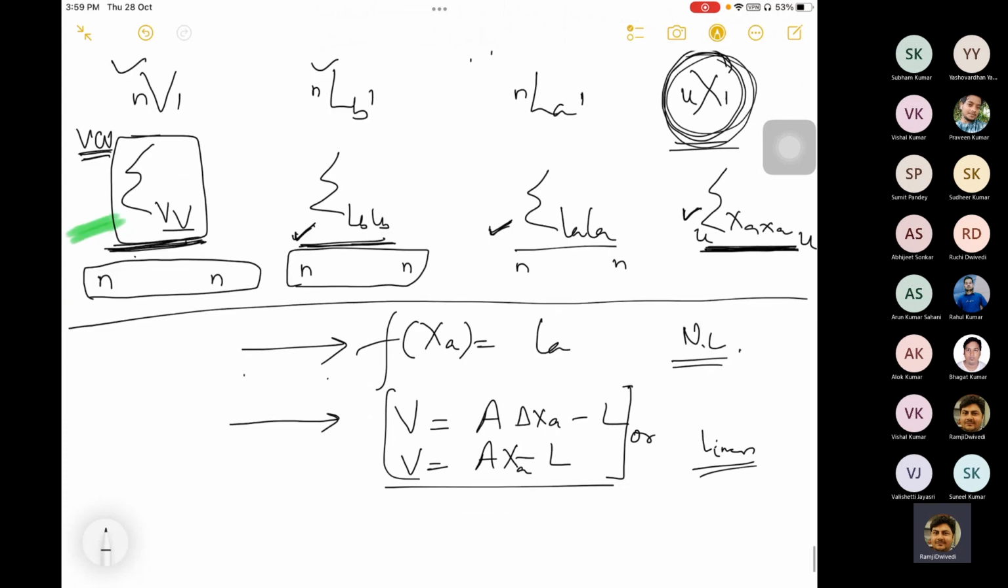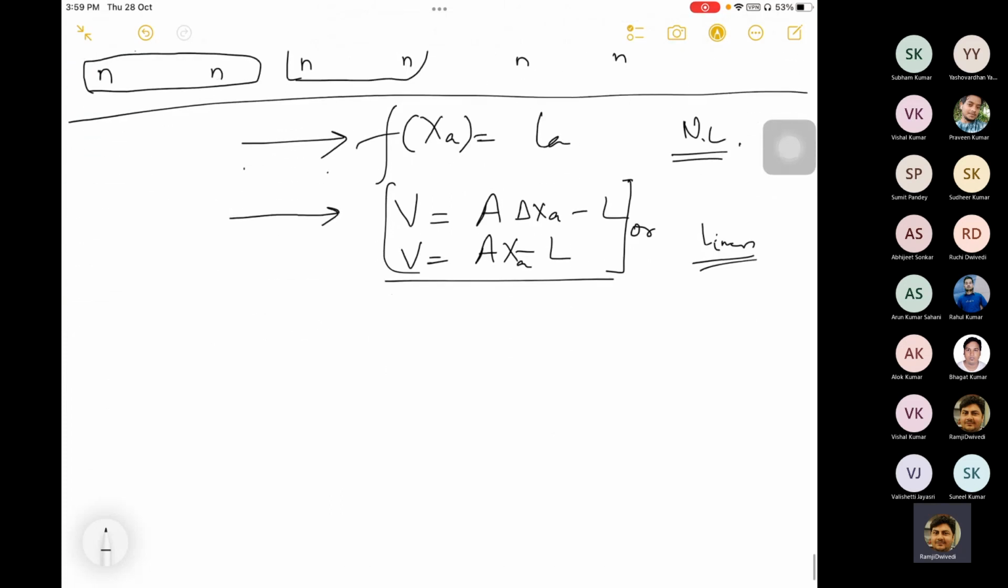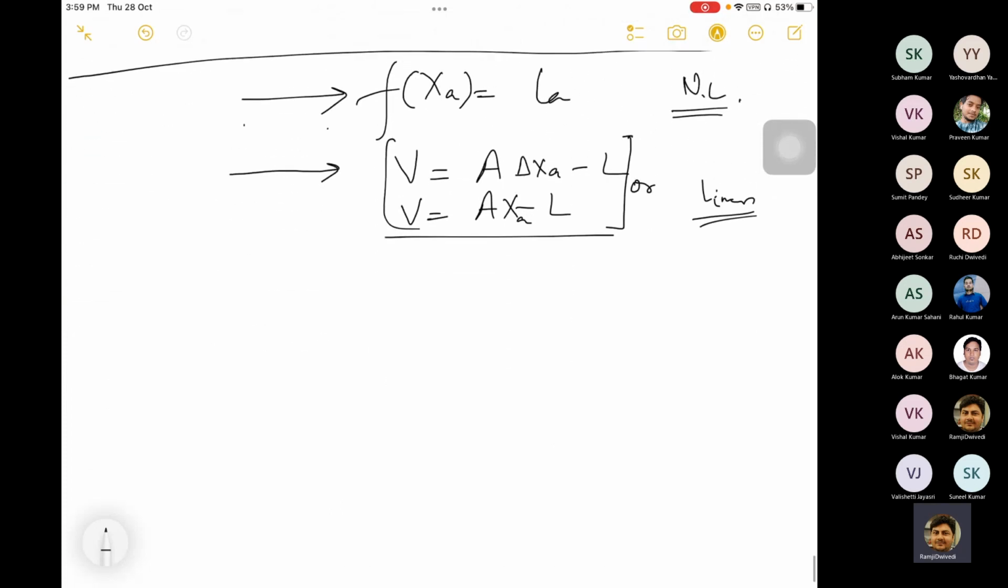But after that, our objective is not solved yet. Still, we have to find. Now, if this equation appears to you anywhere, you should not be confused.